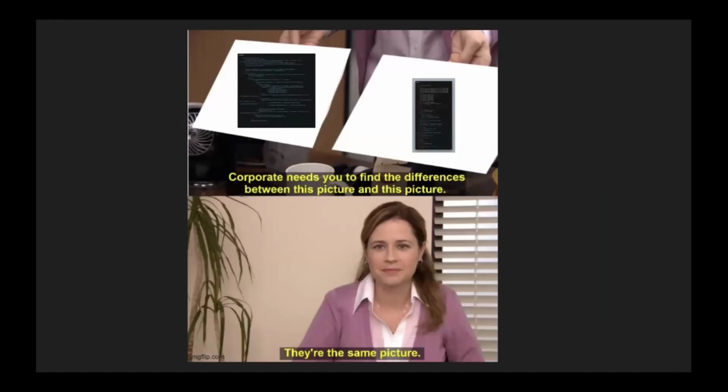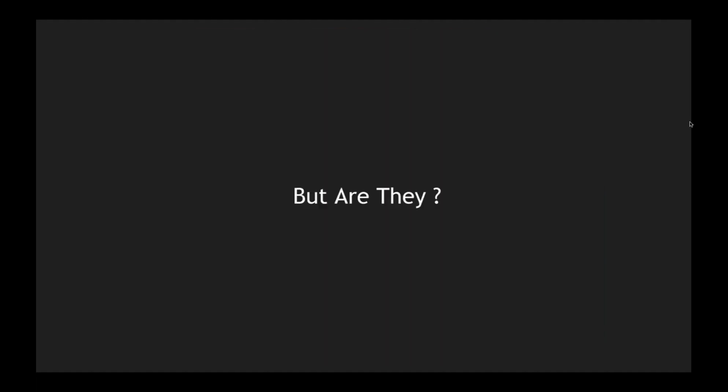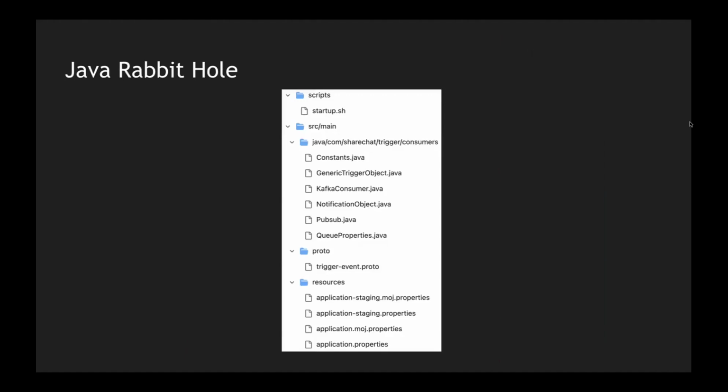Okay, so technically they are the same. A single job that consumes from PubSub and writes to Kafka with transformations. The same thing here. It seems like they are the same picture, right? But are they? With Java, as you keep on writing, it balloons up. You have multiple classes, multiple functions, DAOs, and then integrations and so on. Again, for Proto, then resources for staging and production. And then in ShareChat, we have multiple organizations, ShareChat and Moj, so for them we have different properties now.